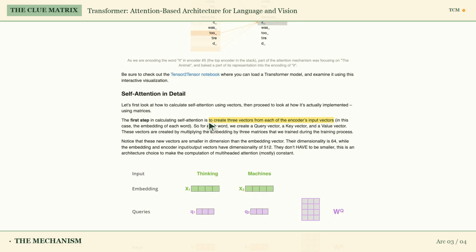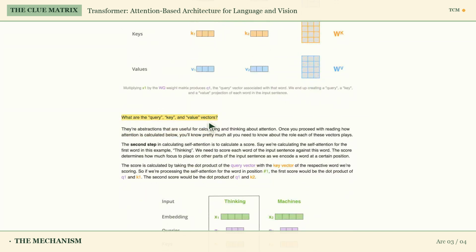Think of it like a library. The query is what you write on your search slip. The key is the index card for each book describing its contents. The value is the book itself, containing the actual information. So you match your query to all the keys to find relevant values? Yes, that's a perfect analogy. The stronger the match between query and key, the more of that book's content you'll pull.